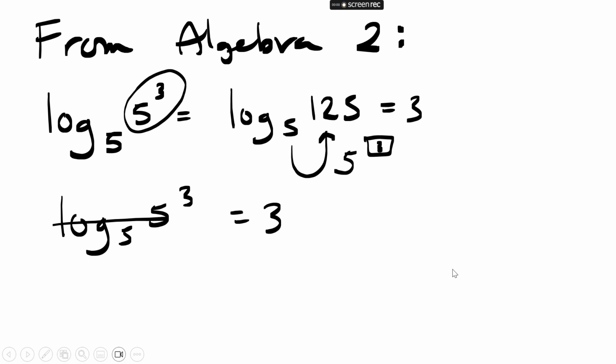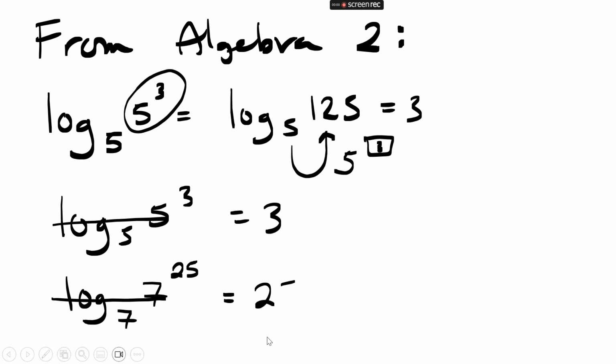So I'm going to put some random number here. Log base 7 of 7 to the, I don't know, 25, just for the fun of it. I don't want to take 25 powers of 7, but I know that the log base 7 and the 7 are going to cancel, and the answer would just be 25. So here is the generic one. This one you want to write down. Log base b of b to the x is just equal to x.